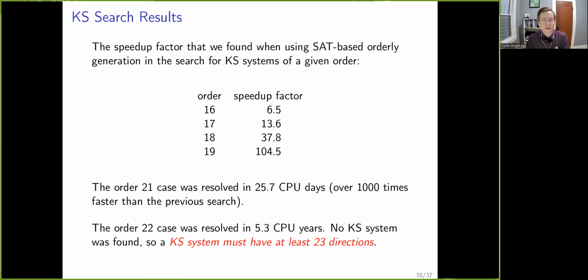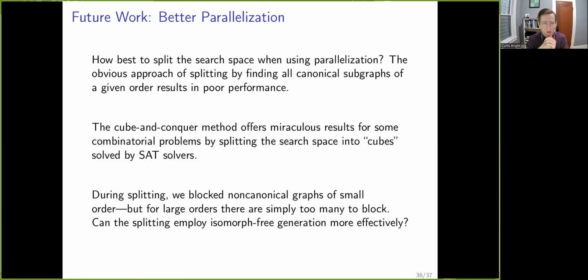And here, for the first time, I can actually publicly state the result that we had. We also searched for order 22 KS systems, and we didn't find any. This took about 5 CPU years, split on a cluster. So unfortunately, we didn't find one. It would have been nice to find the smallest KS system, but at least now we have a new lower bound. The KS system must have at least 23 directions, because there are none with 22 directions. All right, so this is still work that hasn't been published.